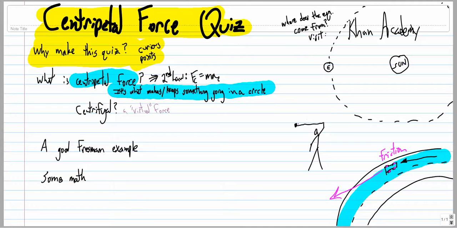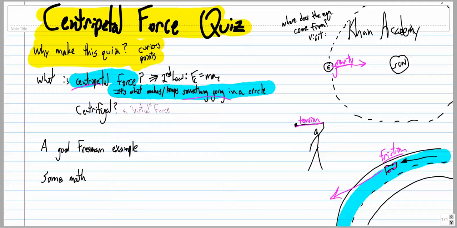In this case, I drew a person twirling something over their head. This string provides tension. So in this example, it's tension providing the centripetal force that keeps the object going in a circle. What's the force that keeps the Earth going in a circle around the sun? That force, you probably know, is gravity. It's hard to see friction, hard to see gravity, but here with tension, you can see a string. Those are three examples of centripetal force keeping something going in a circle.